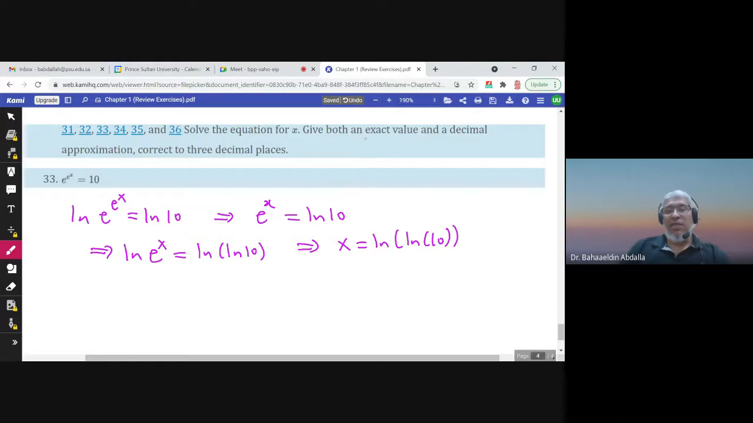This is the exact answer. If you want to find a decimal approximation, you just use the calculator and ask for ln ln 10, and to how many? To 3 decimal places. So it's 0.834. After 4, I have 0. So that's the final answer.